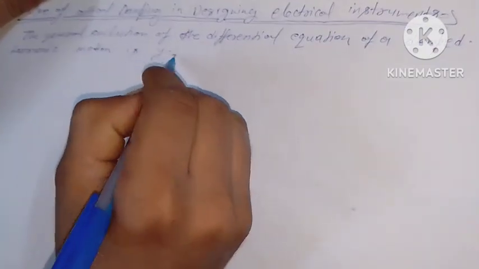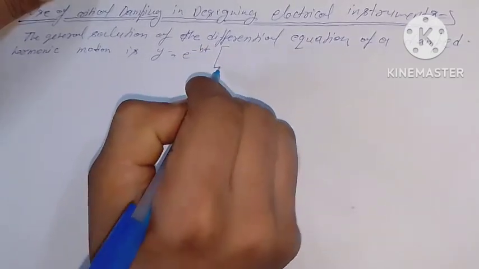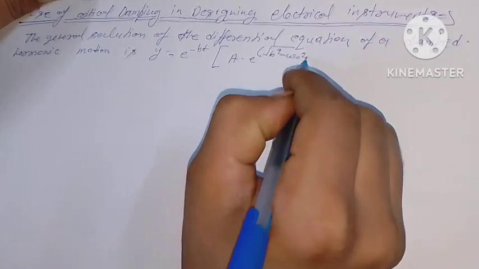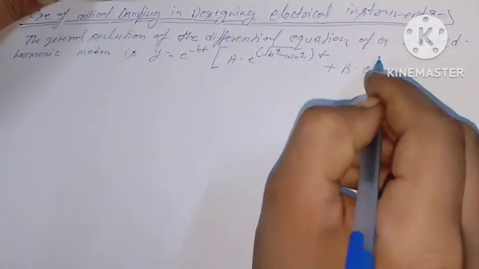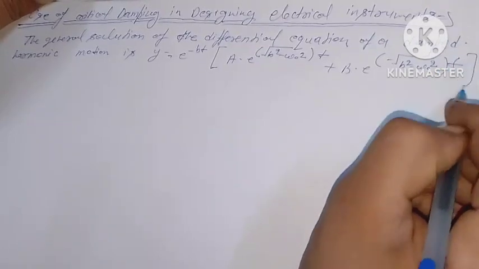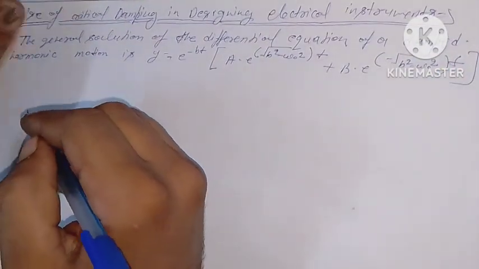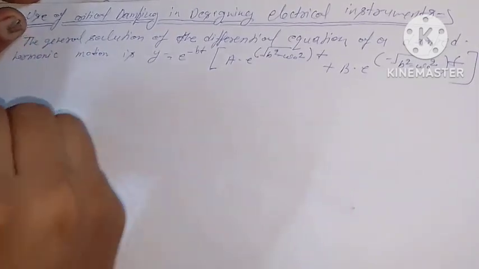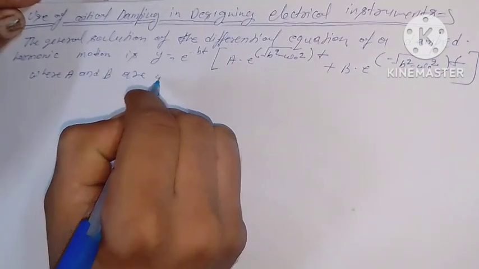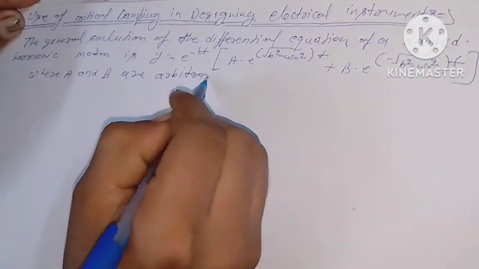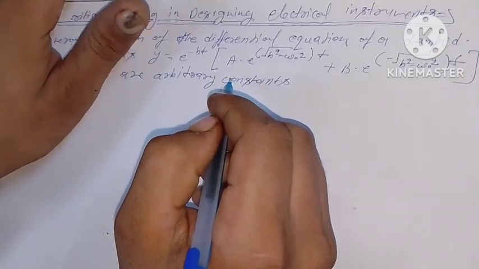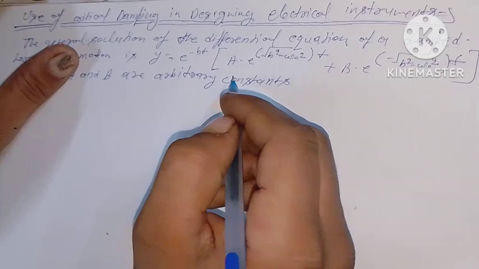The general solution of the differential equation of a damped harmonic motion is y equals e to the power minus bt in bracket A e to the power root of b square minus omega naught square into t plus B e to the power minus root of b square minus omega naught square into t. Okay? Where A and B are arbitrary constants, the value of which can be determined from the boundary conditions.